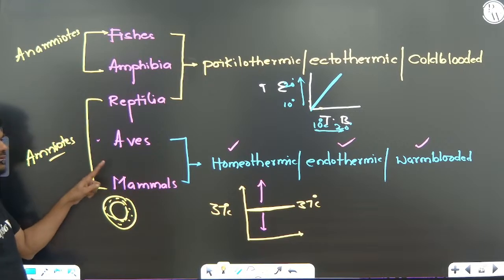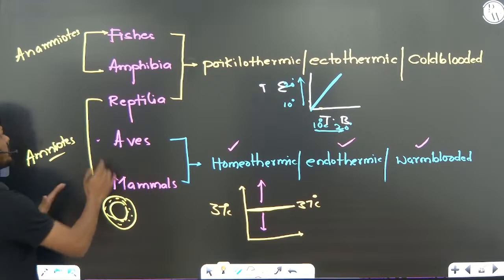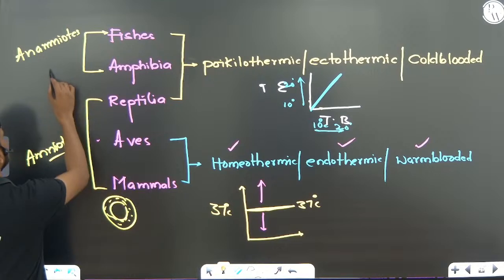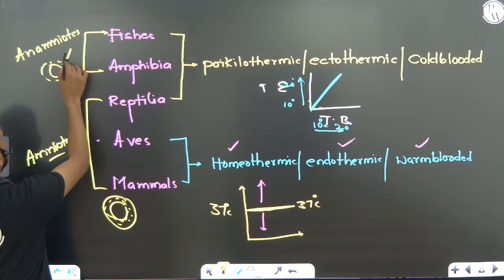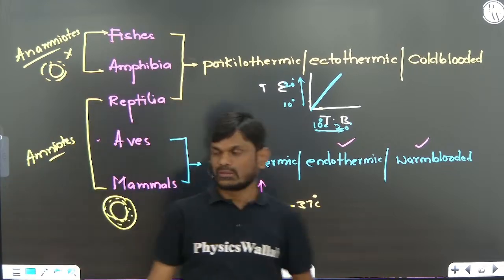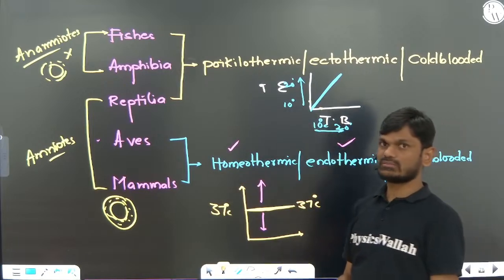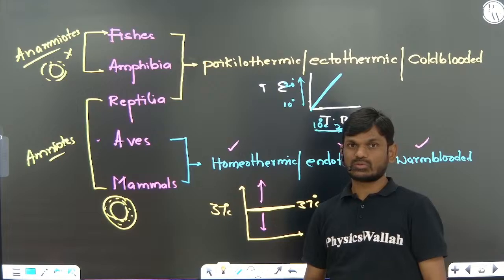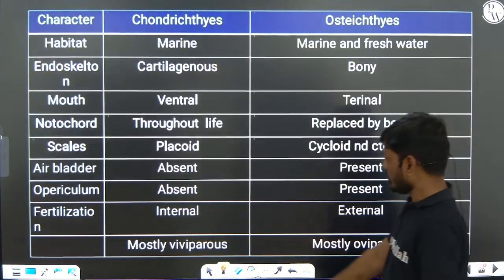There is a layer present around these animals' embryo, so we call them amniotes. This amniotic layer is absent in these animals' embryo. There is no amniotic layer, so we call them anamniotes, without amniotic layer. So this is a very important basic concept, right? Sometimes they will ask you questions based on this.